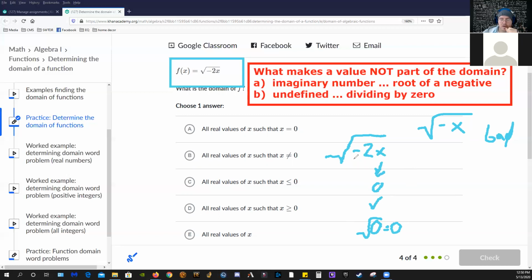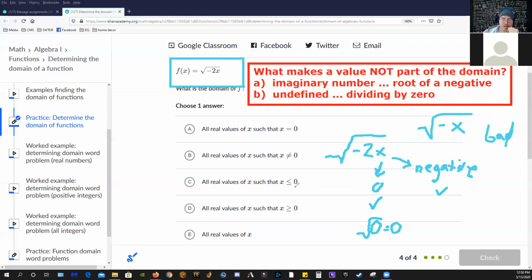You see, because of our integer rules, we've got to have a positive value underneath the radical, and the only way to get -2 to turn into a positive number is to multiply by another negative number. So x is going to have to be negative or 0. So negative works and 0 works.